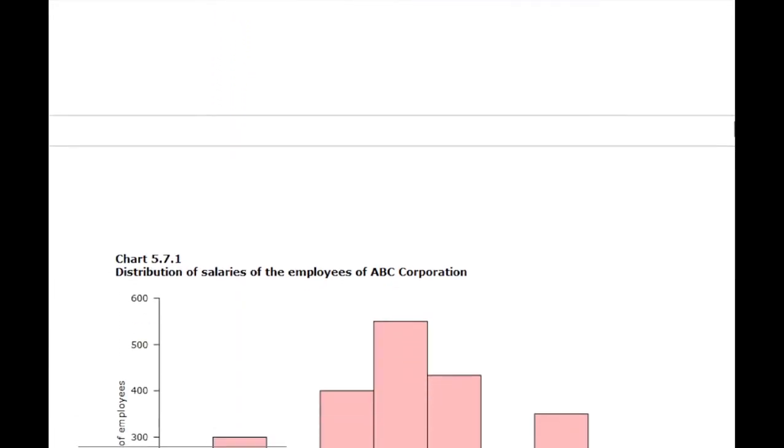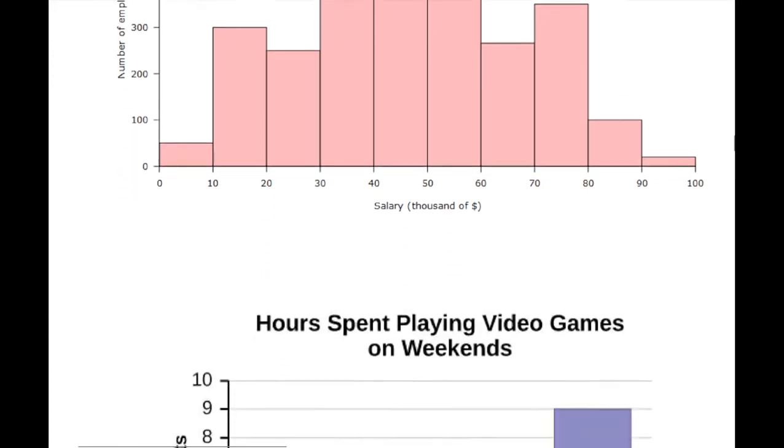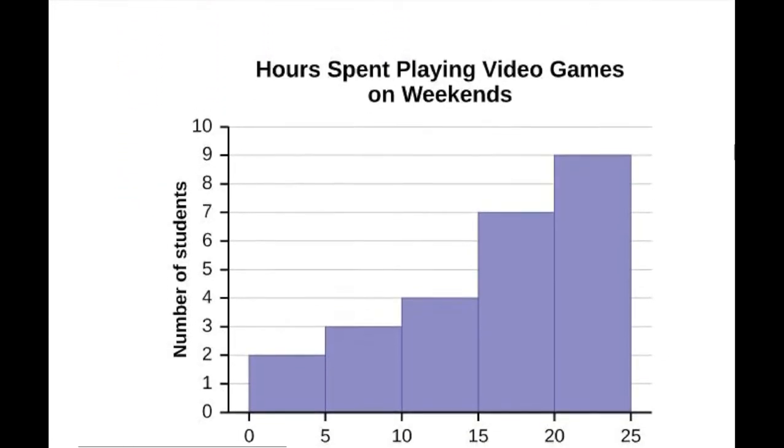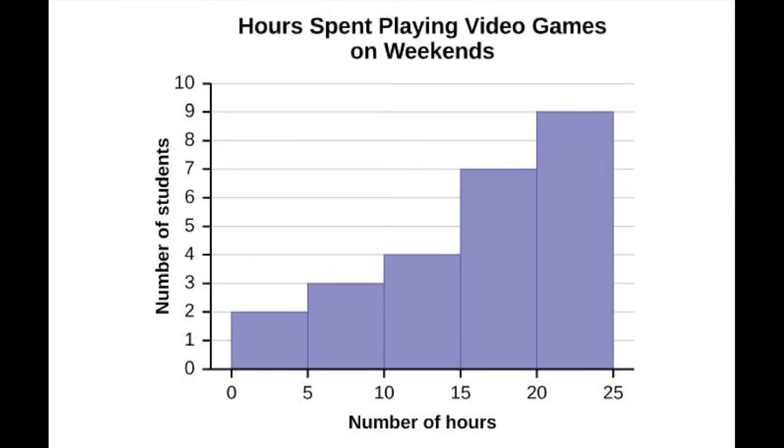Moving on from double bar graphs, we're going to be looking at what we call histograms. This is looking at the distribution of salaries of employees at ABC. So we see the salaries in thousands, as well as the number of employees in each category. We also have hours spent playing video games on weekends, so the number of students and the various numbers of hours.